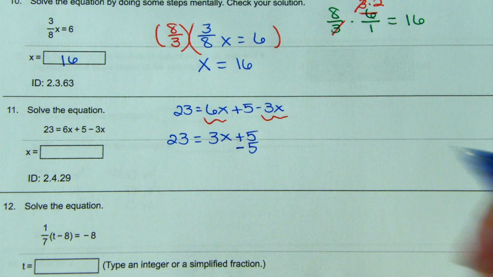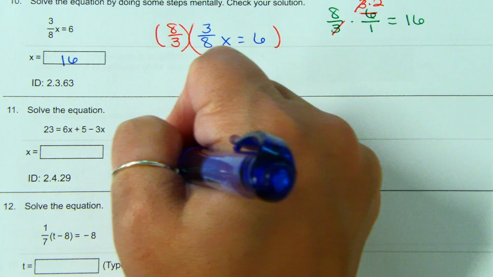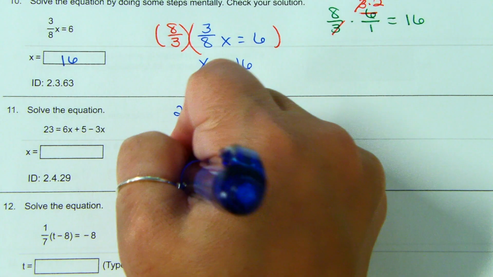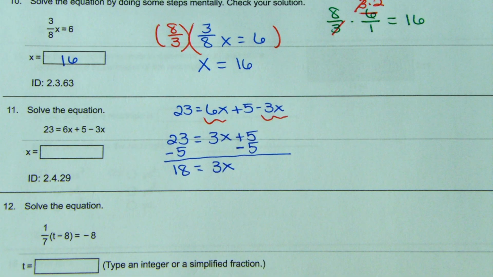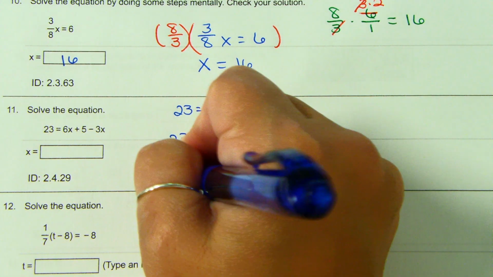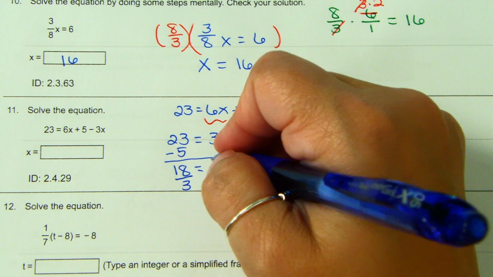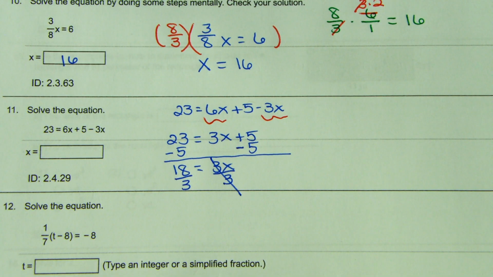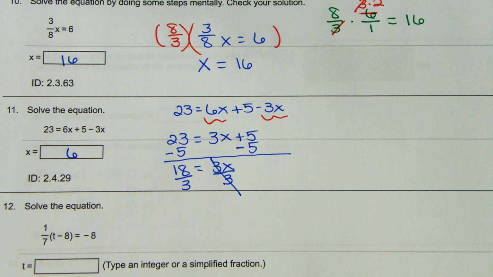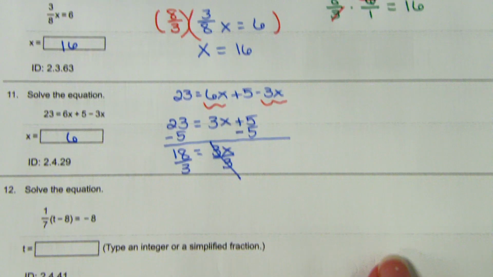All right, number 11, solve the equation. This is out of 2.4. First thing we're going to do is look for like terms. I'm actually going to rewrite it over here just so that I have a little bit more space to show you my steps. So I'm going to look for like terms, and I have a 6x and a minus 3x. Those are like terms. So I can take 23 equals 6x minus 3x, which is 3x.